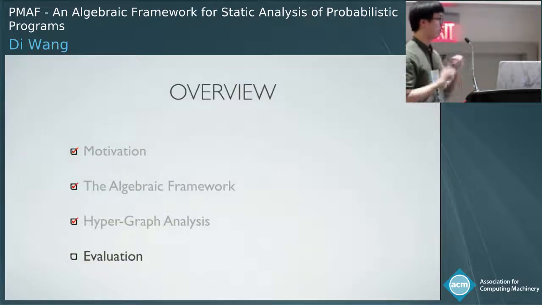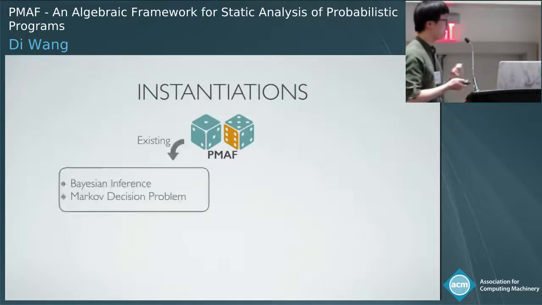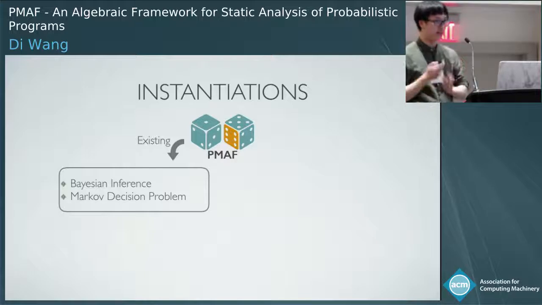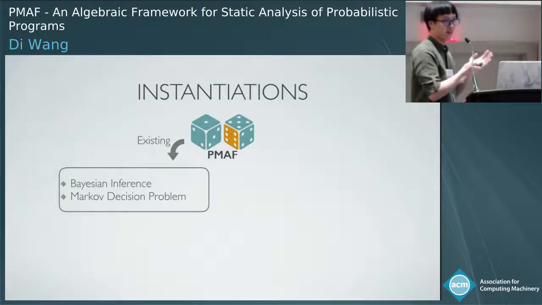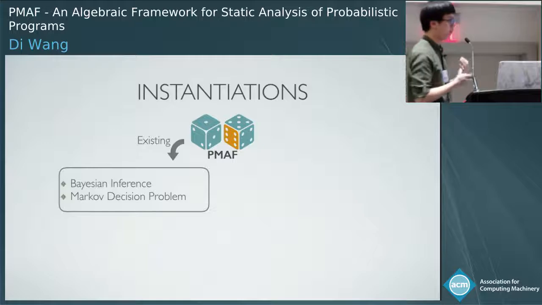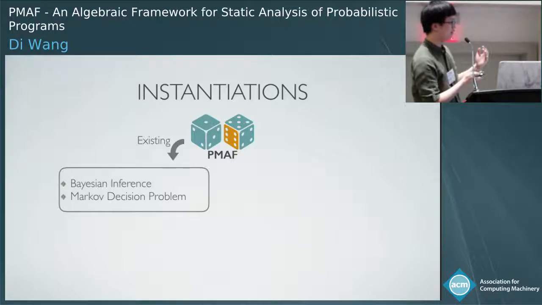So I just introduced the algebraic framework and how to use the semantic algebra to perform analysis on probabilistic programs. And last, I want to say something about our evaluation. So we instantiate our framework to existing analyses: one is Bayesian inference, which I used as a running example, and the other one is Markov decision problems. We reformulate their abstract domains in our framework. So after the instantiations, these analyses have the full abilities of our framework for free.